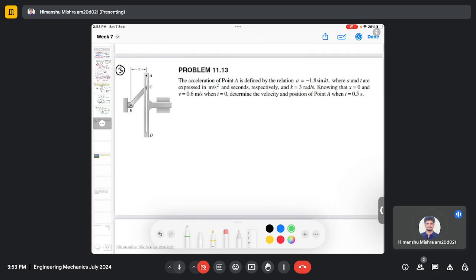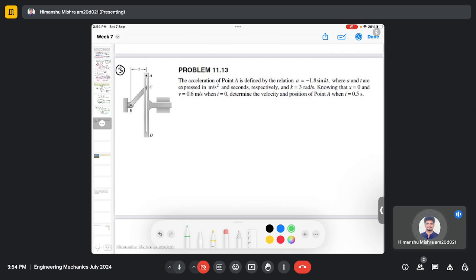So here the acceleration of point A is defined by the relation a equals minus 1.8 sine kt, where a and t are expressed in meter per second square and second respectively, and k is 3. Knowing that x equals 0 and v equals 0.6 meter per second when time equals 0, determine the velocity and position of point A when t equals 0.5 seconds.